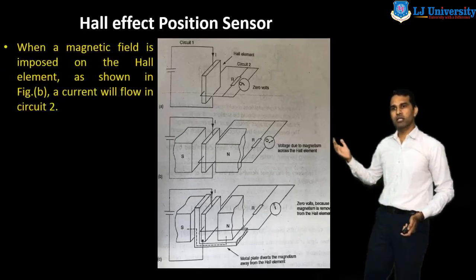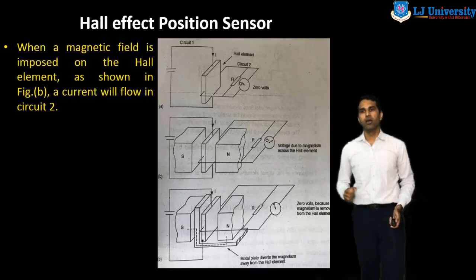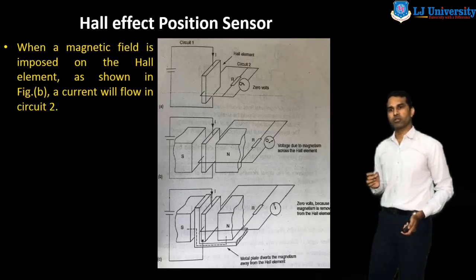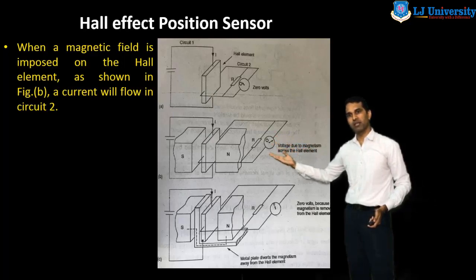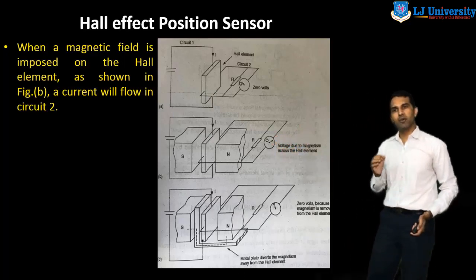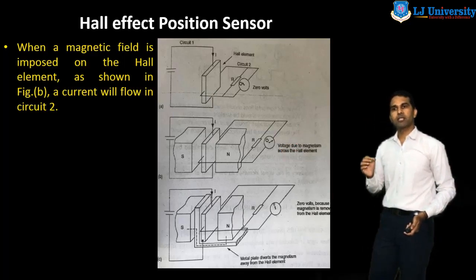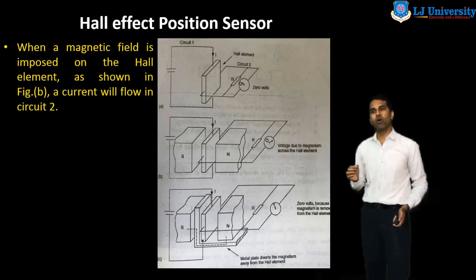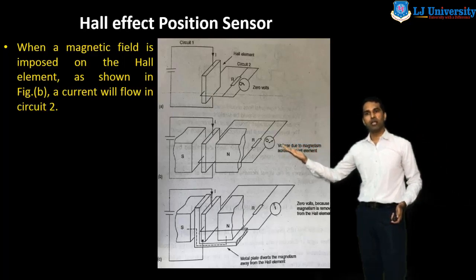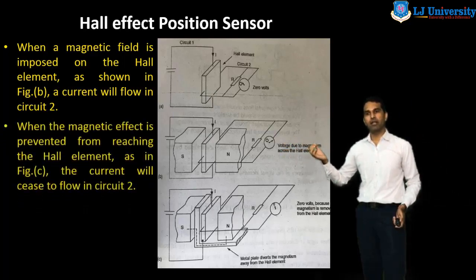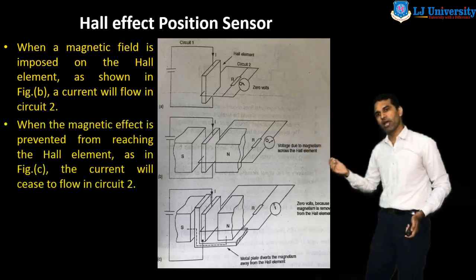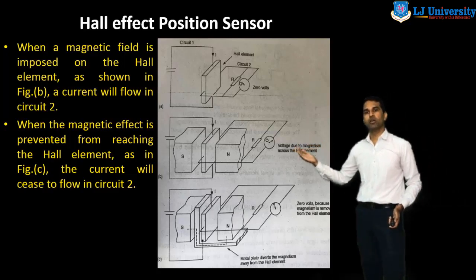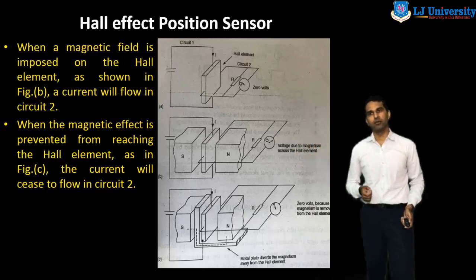Now consider the second figure, figure B. When the magnetic field is imposed, in the figure we can see the north pole and south pole of the magnet we have placed. When the magnetic field is imposed on the Hall element, as shown in the figure, a current will flow in circuit 2. As we place the magnet in the circuit, the current flows and due to that the voltage is produced. So the voltmeter indicates some voltage reading.